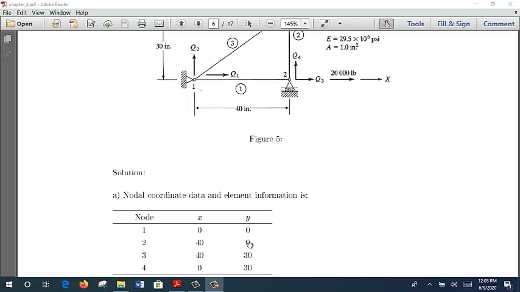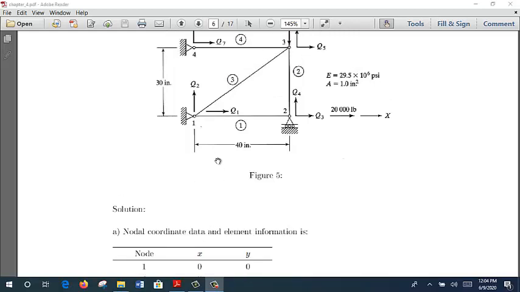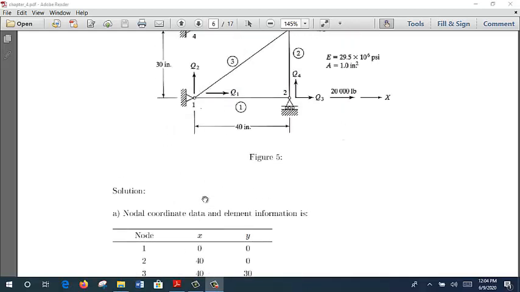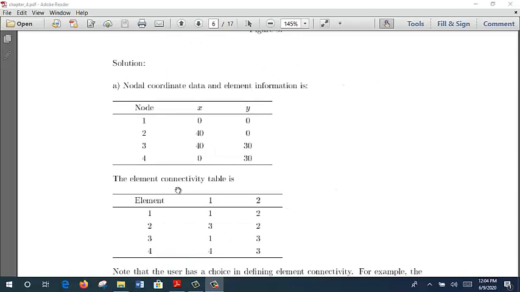In order to solve the problem, you need to make sure your dimensions are consistent. It's up to you whether you want to use SI units or not, but you must be consistent in order to get the same answer. Okay, and then for node number 3, you will get 40 and 30, and node 4 is 0 and 30. This is very clear, right?